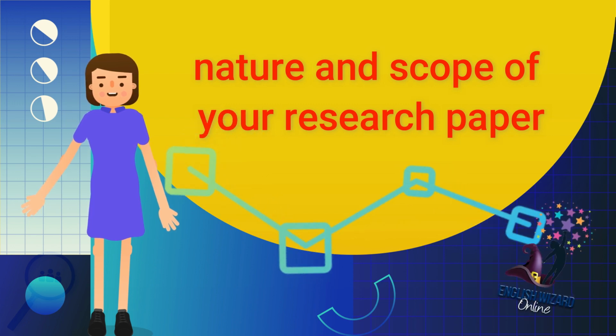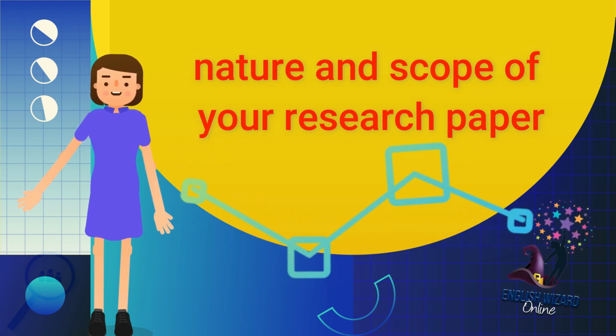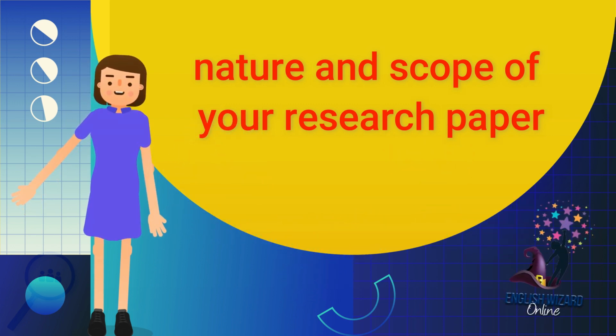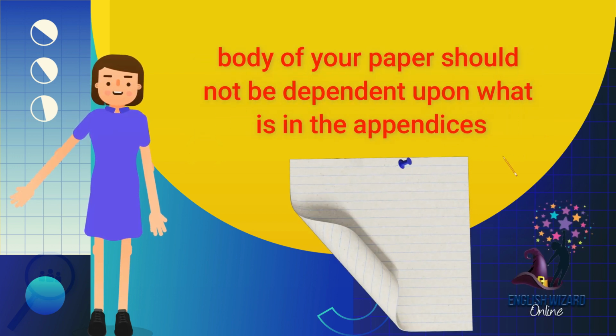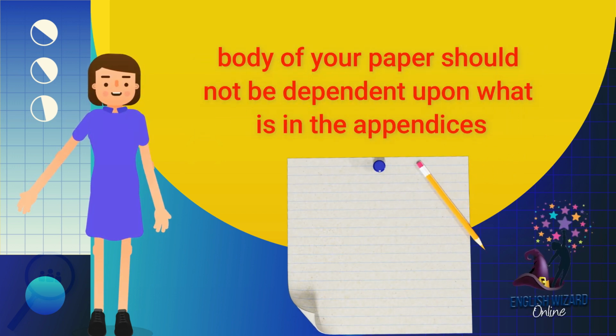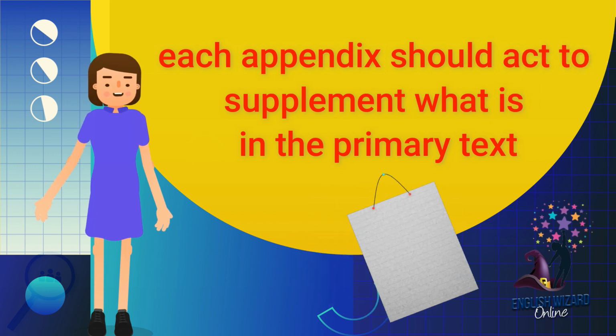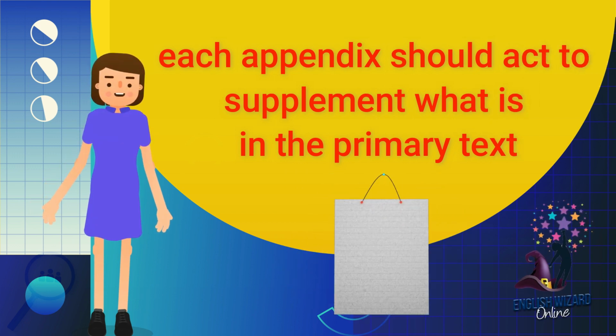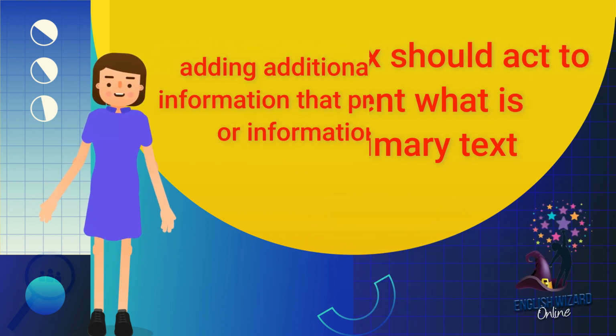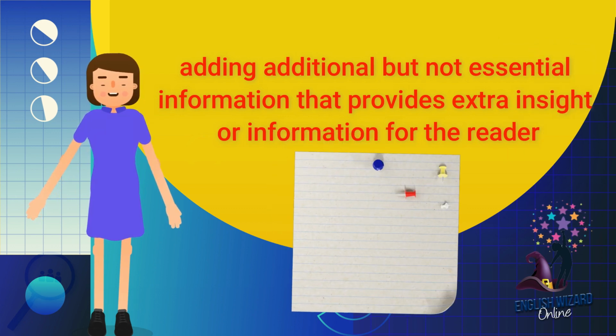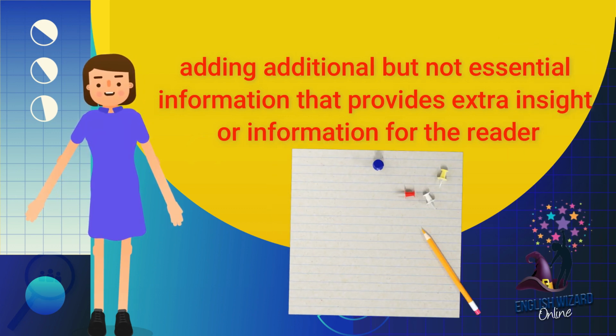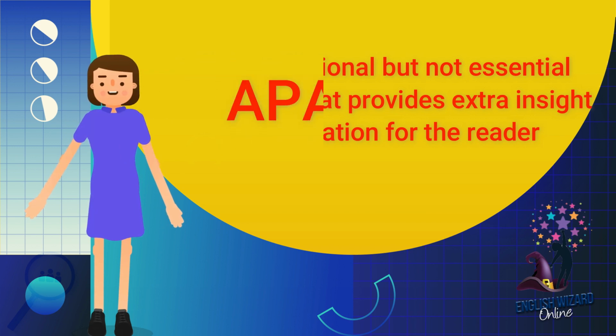However, the appropriateness of appendix content really depends on the nature and scope of your research paper. The body of your paper should not be dependent upon what is in the appendices. Instead, each appendix should act to supplement what is in the primary text, adding additional, but not essential information that provides extra insight or information for the reader.